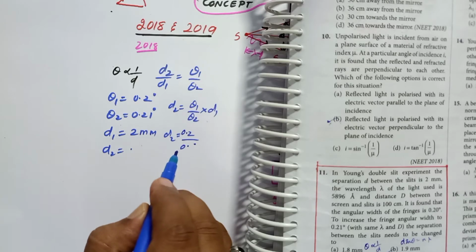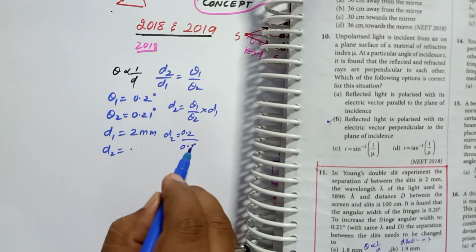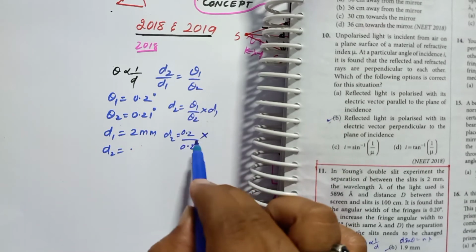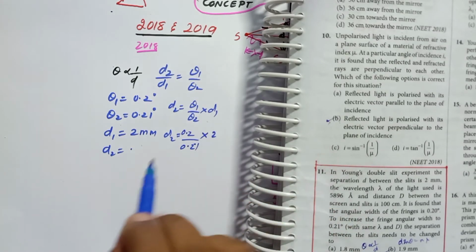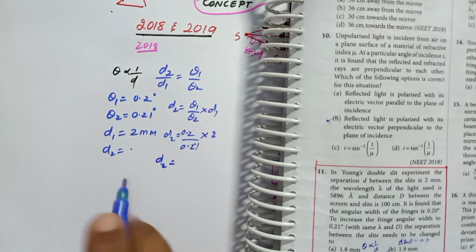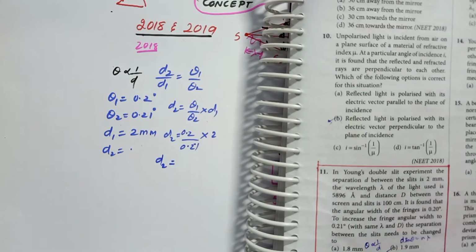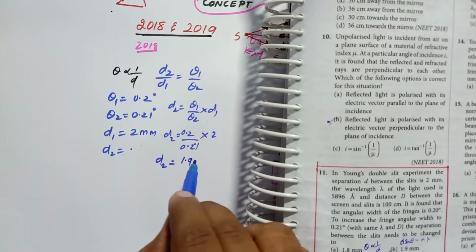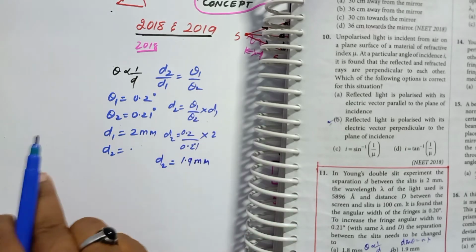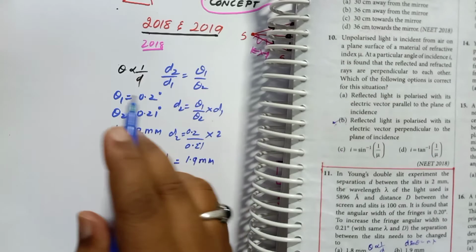Theta 1 is 0.2, and what is theta 2? This is 0.21 into d1. What is d1 here? d1 is 2 mm. Therefore d2, if you find out after doing calculations, you'll be getting 1.9 approximately. If you want, you can check it. 1.9 mm you will be getting. So in this way you have to solve the problem of 2018.